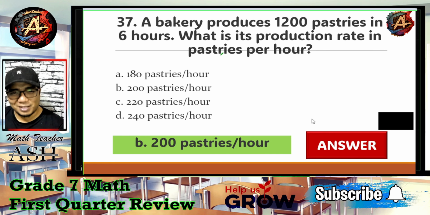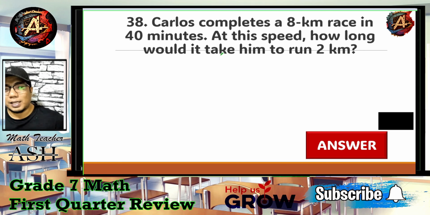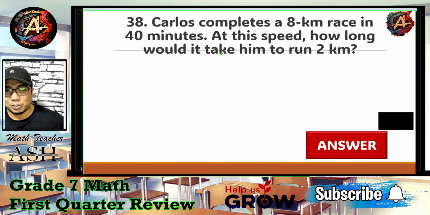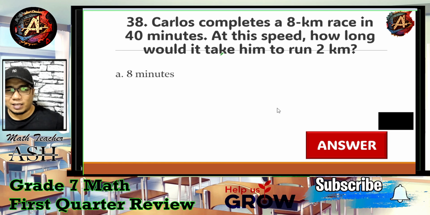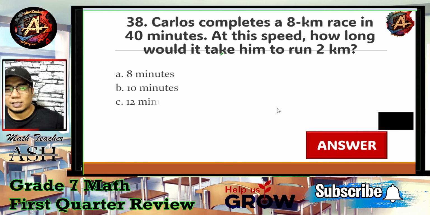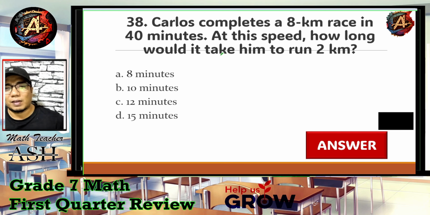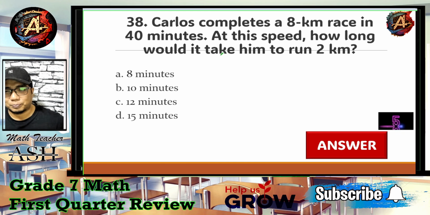All right, my dear math learners. Now let us go to question number 38. Carlos completes an 8-kilometer race in 40 minutes. At this speed, how long would it take him to run 2 kilometers? Okay. Is it A, 8 minutes, B, 10 minutes, C, 12 minutes, or D, 15 minutes? I'll give you 5 seconds to think about your answer.